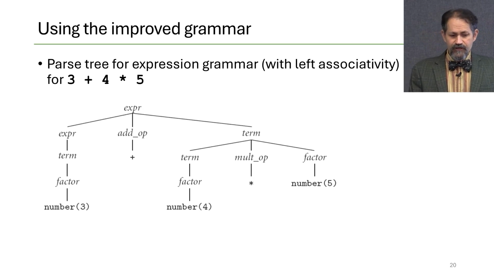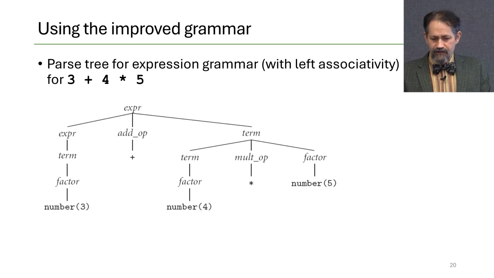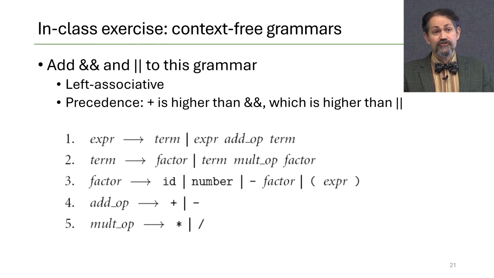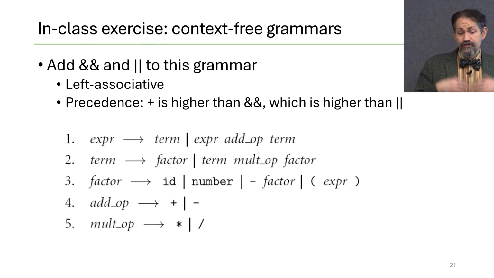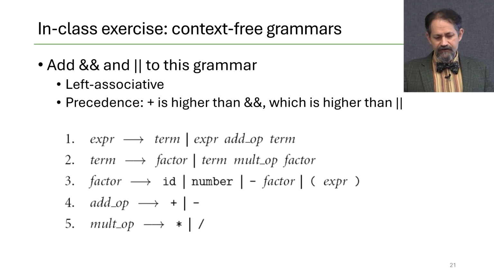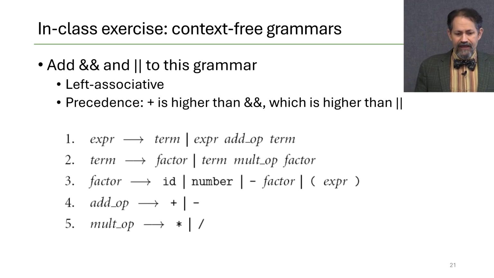Okay, so that gives you the idea of parse trees and context-free grammars. Let's do an exercise. So here, what I want you to do is take the expression grammar I already gave you and add and and or to this grammar. So we want these to be left associative, just like addition and multiplication. So we'll always compute the leftmost operator of the same precedence level first. And we want a precedence where plus is higher precedence than and, which is higher than or, right? And multiplication, of course, is higher than plus.